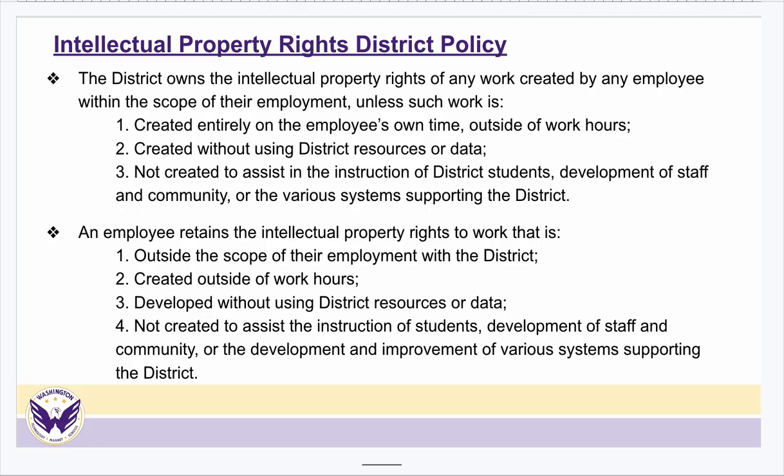Please know that there is district policy around intellectual property. That means that the district owns any rights of any work that is created by an employee of SPPS, even if it's within the scope of their employment, unless such work is created entirely on their own time outside of work hours, without using district resources or data. And so if you are using your school laptop, whether it's in school or out of school time, the district owns that. Again, that's that intellectual property.